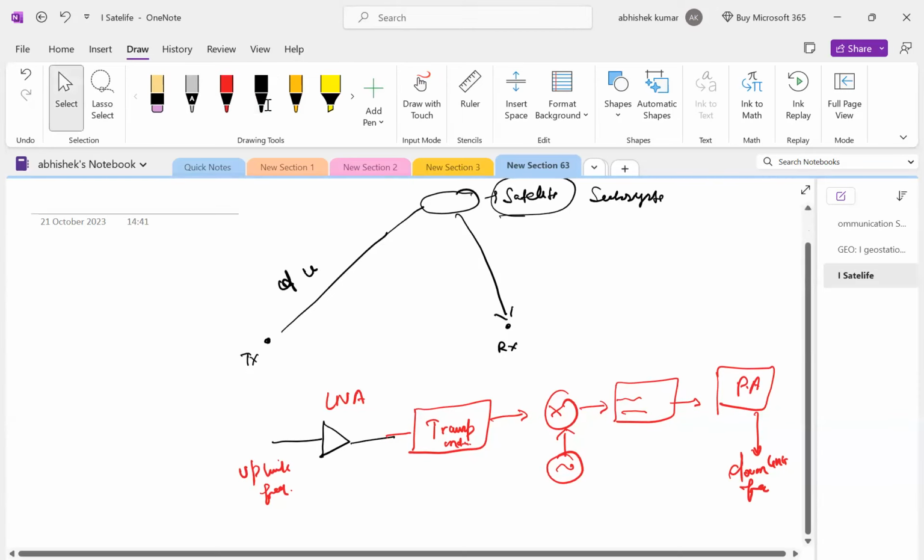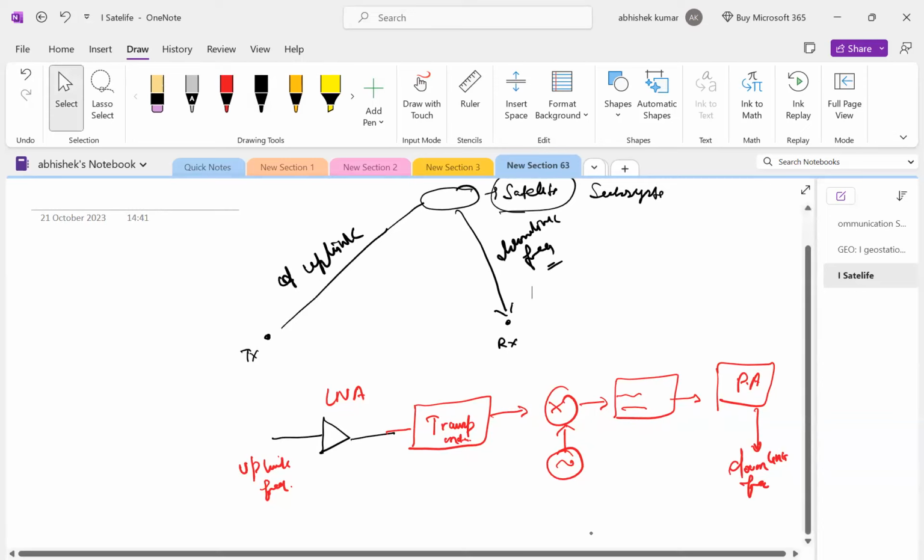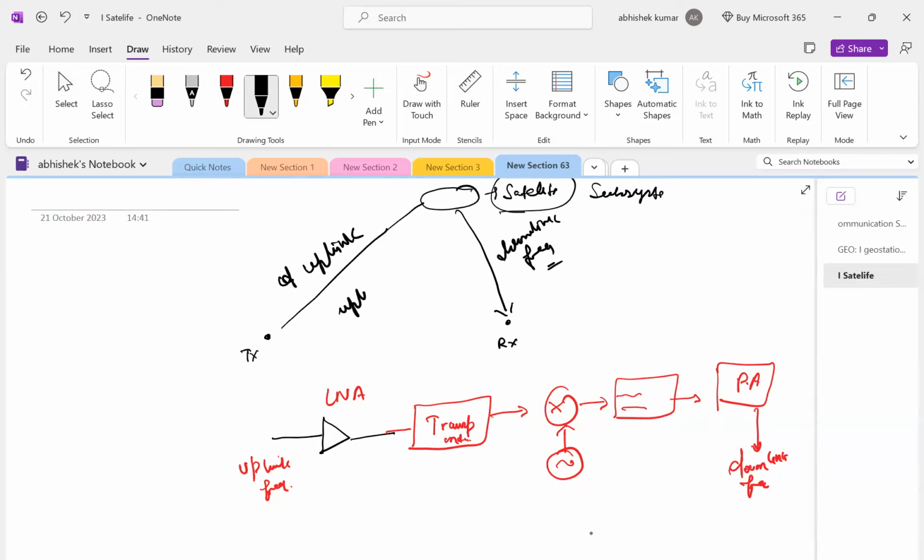This is the uplink frequency, and the frequency at which we are downloading the signal is the downlink frequency. These are the important things here. Here we have the transponder, which is responsible for converting this uplink to the downlink frequency. The important thing is that uplink is always greater than downlink.